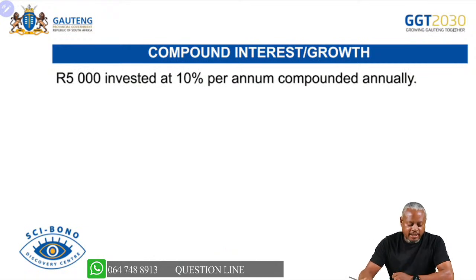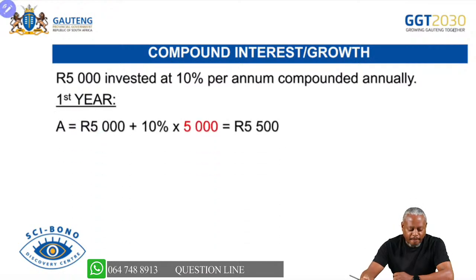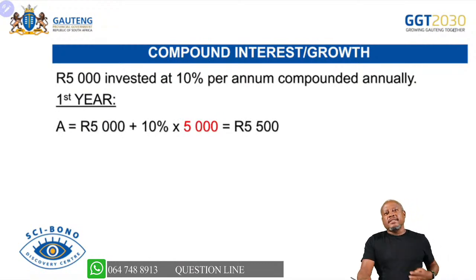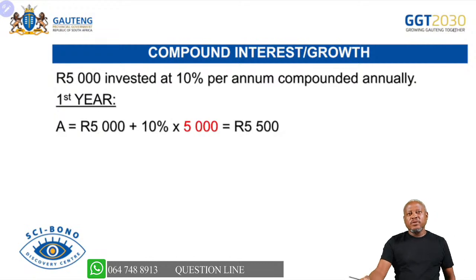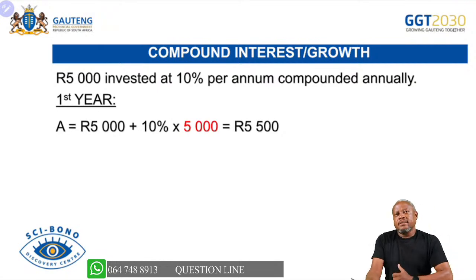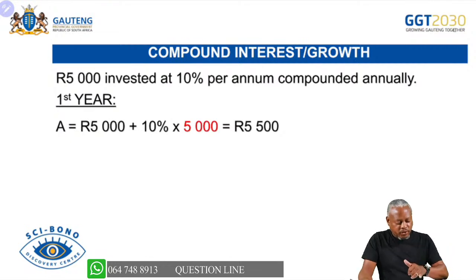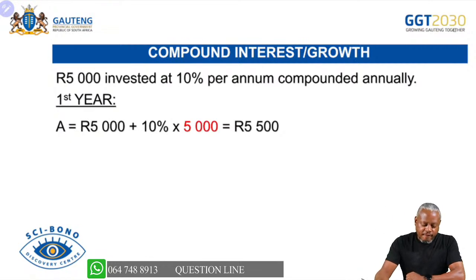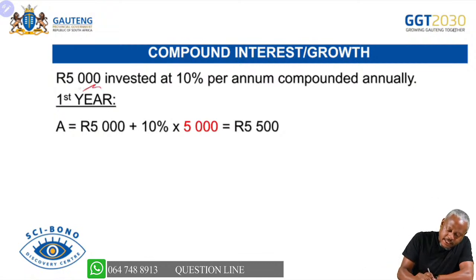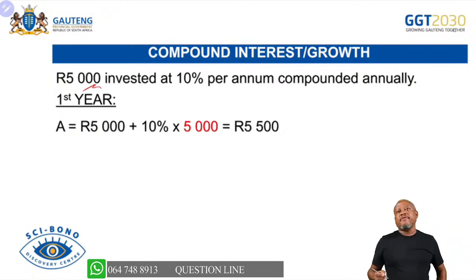Here we go again. First year. This one will help also those who are doing mathematical literacy, because you don't use a formula. You only use these terms. So it will be 5,000 plus 10% multiplied by 5,000, which is equivalent to 5,500. Obviously, if you do mathematical literacy, you know the 10% of 5,000 rand will be 500. Then you add 500.